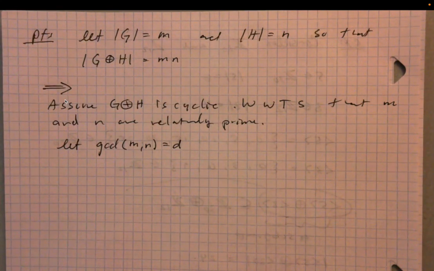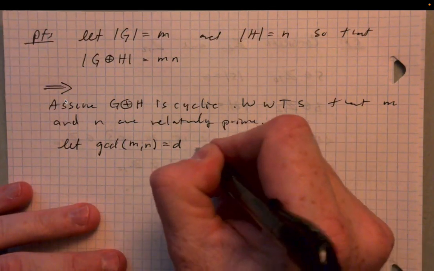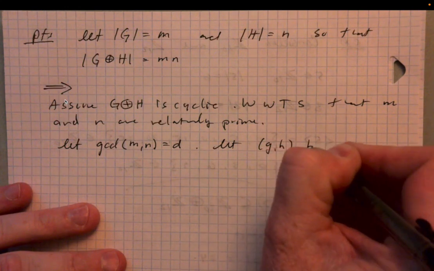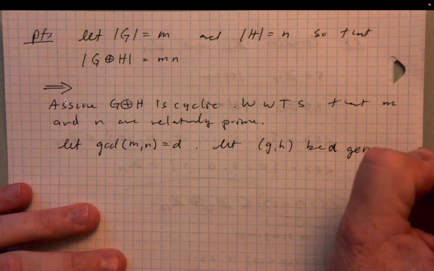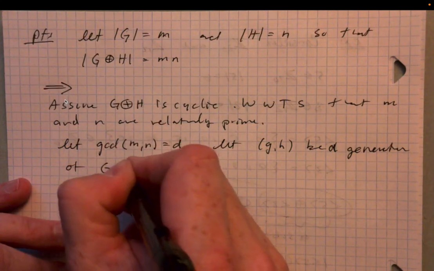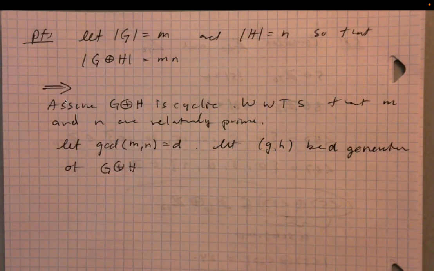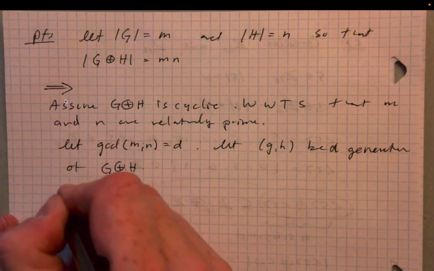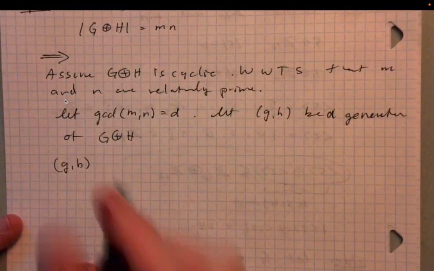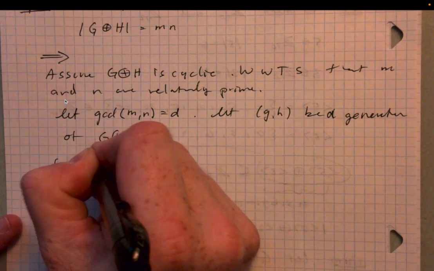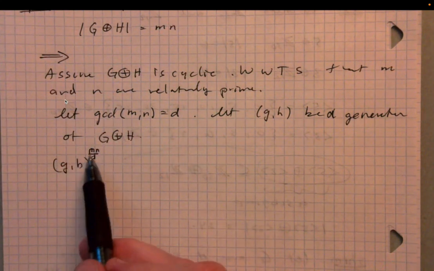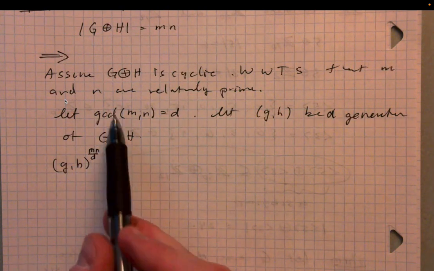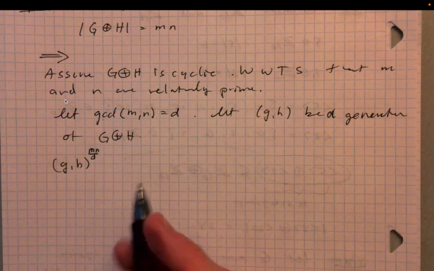Because the external direct product of G and H is cyclic, it's going to have a generator. We know that because it's cyclic, it must have a generator. And let's let (g, h) be a generator of the external direct product. Then we can consider the element (g, h) and raise it to a very specific power, MN over D. So MN is the order of the group, and D is the greatest common divisor. Now what happens here?